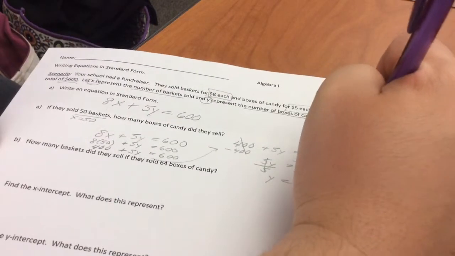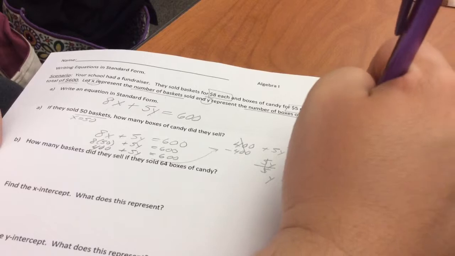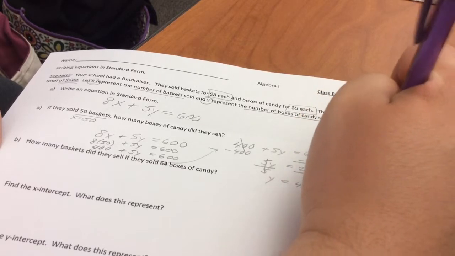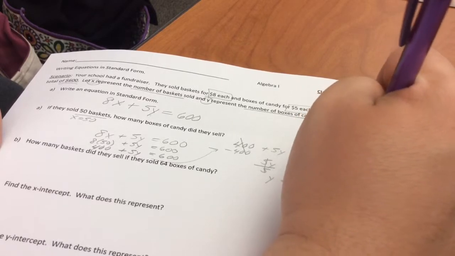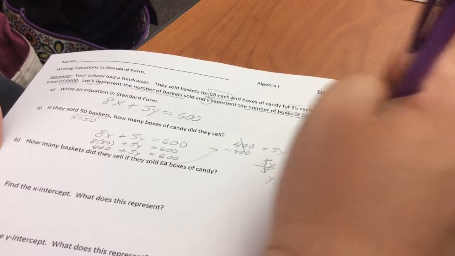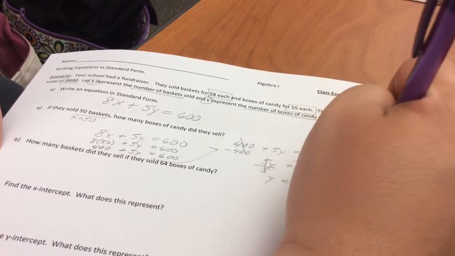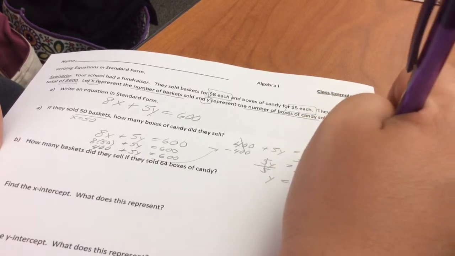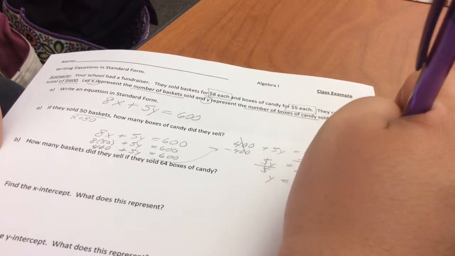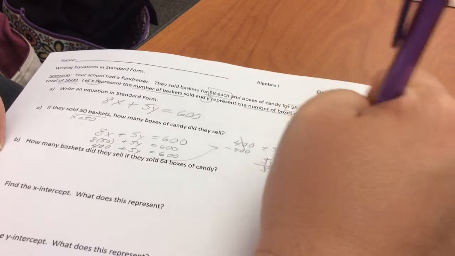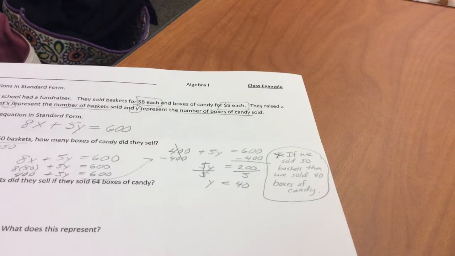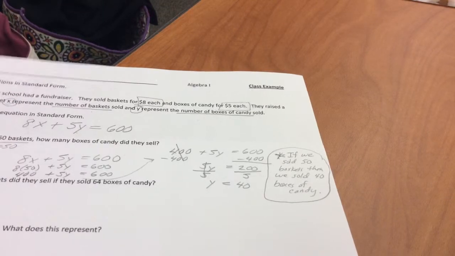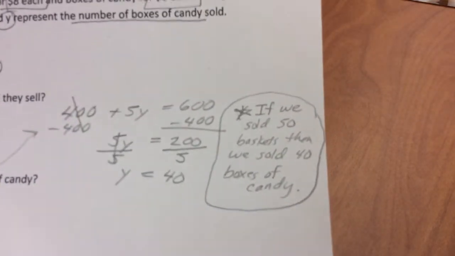Let me write that over here. If we sold 50 baskets, then we sold 40 boxes of candy. So here's that sentence. Go ahead and write that down on your paper. If we sold 50 baskets, then we sold 40 boxes of candy. Here it is a little closer. Pause it if you need to.